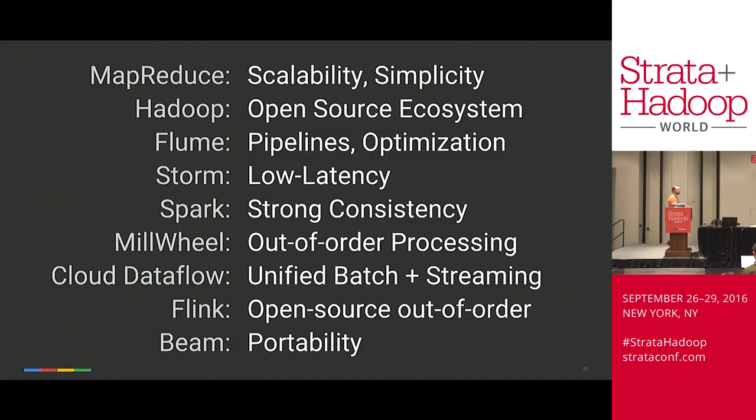Spark bringing strong consistency for in-order processing. MillWheel sort of bringing the basics of out-of-order processing, the low-level nuts and bolts you need for that. Cloud Dataflow with its unified batch and streaming model. And then Flink really bringing out-of-order processing to the open source world. And then Beam providing portability in this standardization layer. That's kind of the whole history that has led us here.